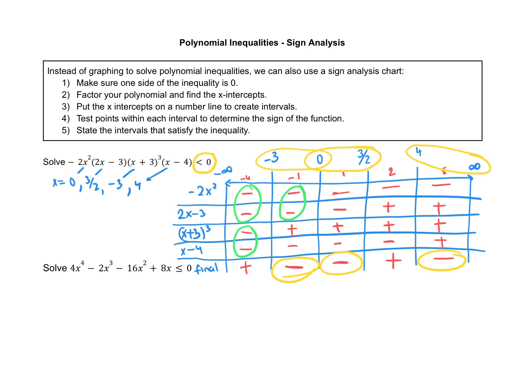So I'm going to write my statement now and say that this polynomial is less than 0. So we'll just say y is less than 0 when x belongs to the interval from -3 to 0, and from 0 to 3 over 2, and from 4 to infinity. And there we are. And that's your sign analysis.